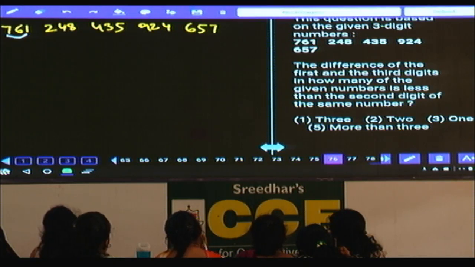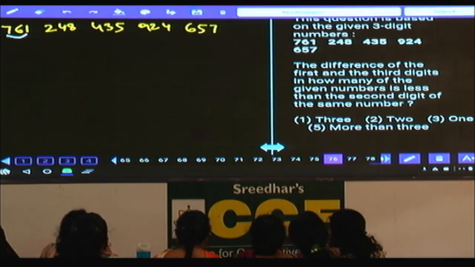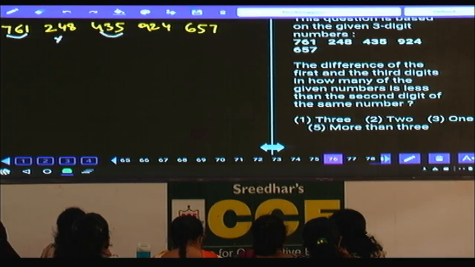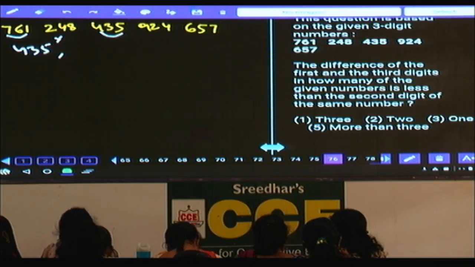The difference is 6. Now this 6 is more than the second digit rather than lesser than. And this also cannot be answered. 4 and 5 difference is 1. That 1 is lesser than 3. Hence 435 is one such number where the difference between the first and the third digit is lesser than the second digit. Next one. 9 and 4, it is 5.